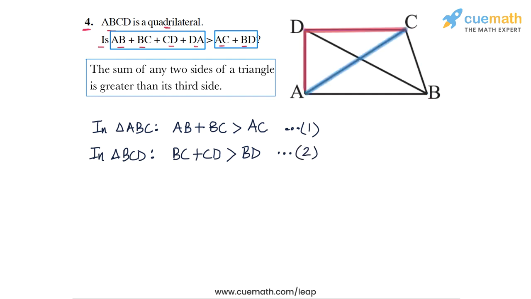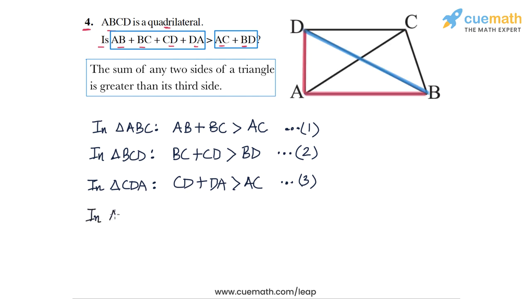Then we go to the triangle CDA and apply this property. So in triangle CDA, the sum of the two sides CD and DA must be greater than the third side, which is AC. Let's call this inequality 3. And finally, we apply the property to triangle DAB. So in triangle DAB, the sum of the two sides DA and AB must be greater than the third side, which is BD. Let's call this inequality 4.